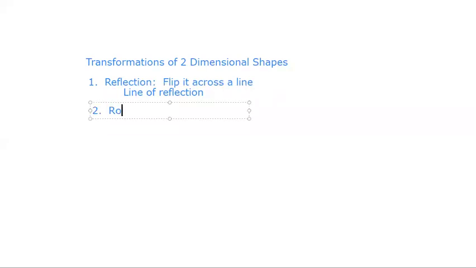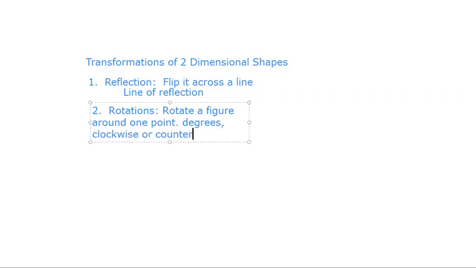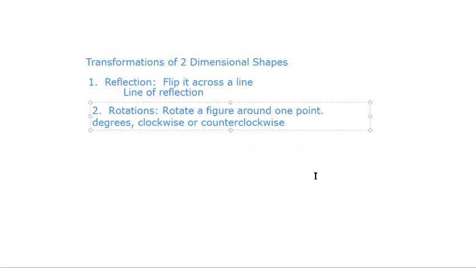We also have rotation. Now that's when you take one point and rotate a figure around it. And we measure this in degrees. And it can also be clockwise or counterclockwise. So there's a couple of things that we will list when we talk about rotation. First, you have to tell me the point, the rotation point, and the direction and the amount of degrees that I'm going to rotate a figure before I can do it.